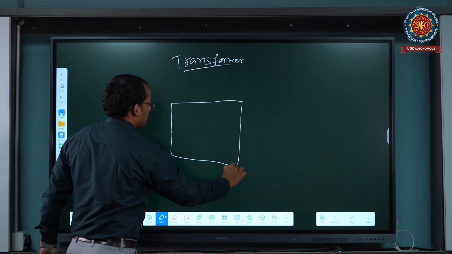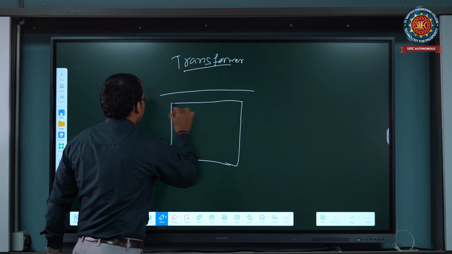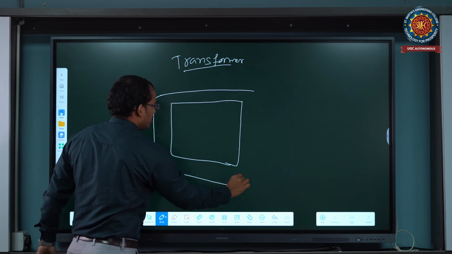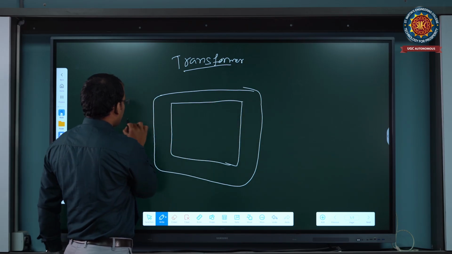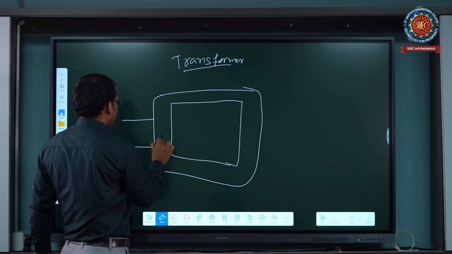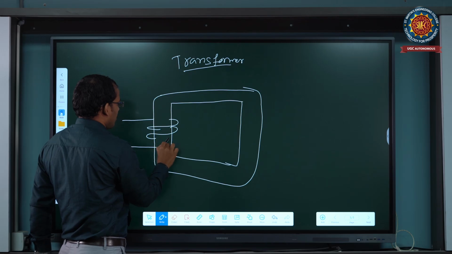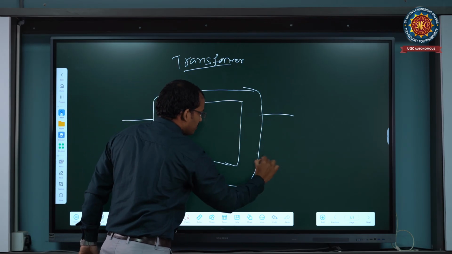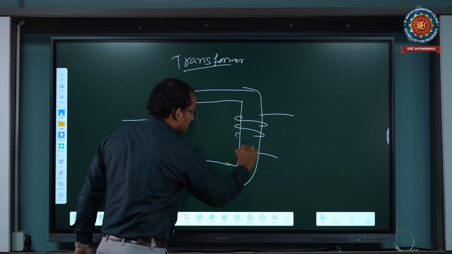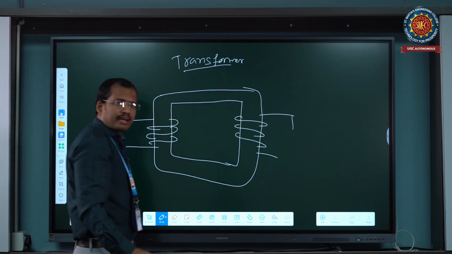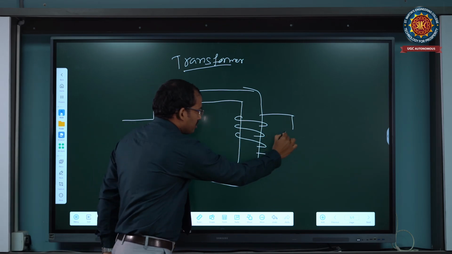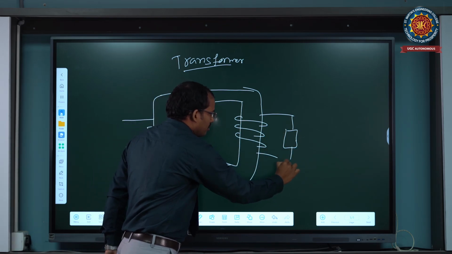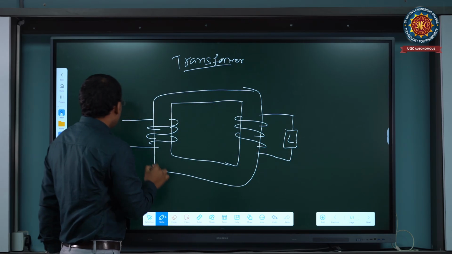So this is the transformer. The shape of the transformer is rectangular or square. This is the primary winding, and this is the secondary winding of the transformer. The secondary winding is always connected to the load side. So this is the load of the transformer.